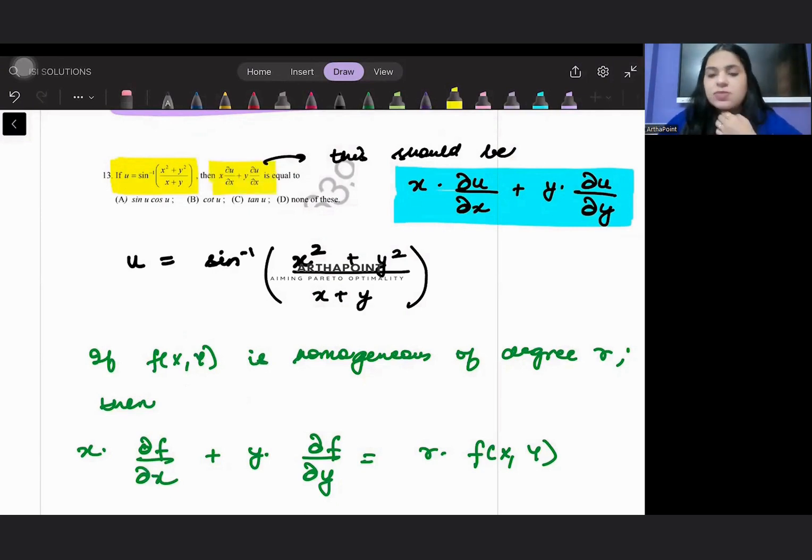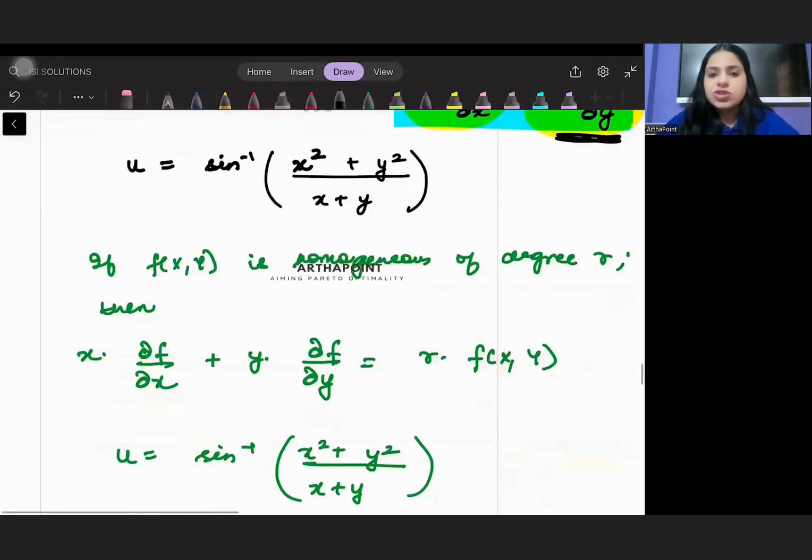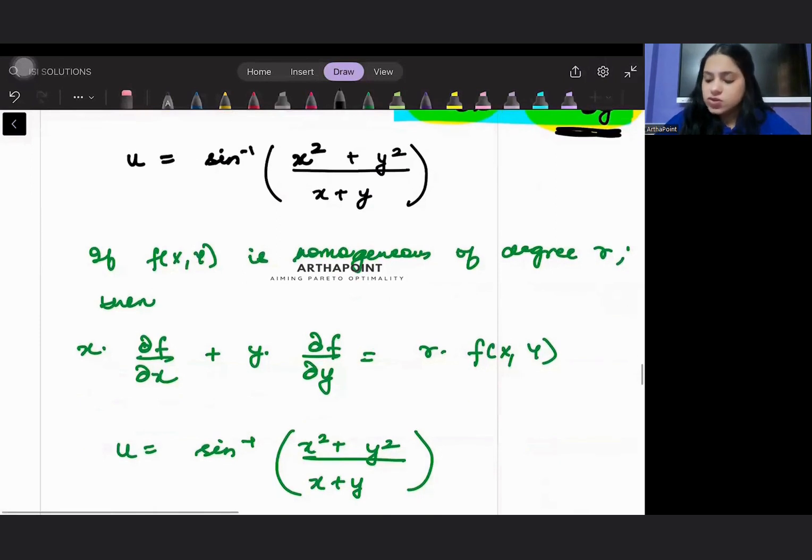First of all, there is a printing error in this question. It should be x del u by del x plus y del u by del y, not del u by del x. This needs to be corrected. This will be del u by del y. Now just try to see how we have to solve this question.